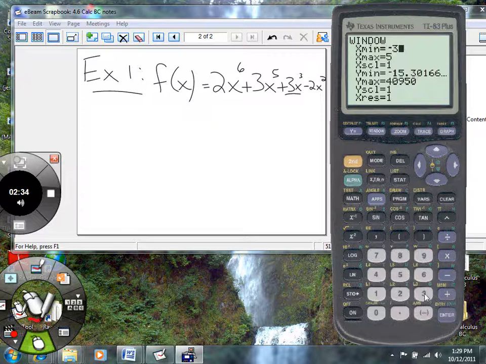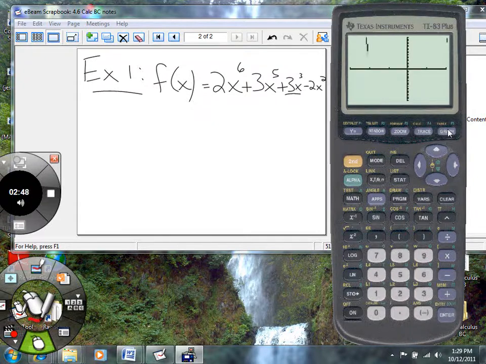I'm going to say -3 as my x min, and then 2 as my x max. And then I'm going to change the y min to be -20, and then the y max to be 20. Regraph, see what that looks like. And I think this is a pretty good sketch. I guess it's not all that much different than the Zoom 6 initially.